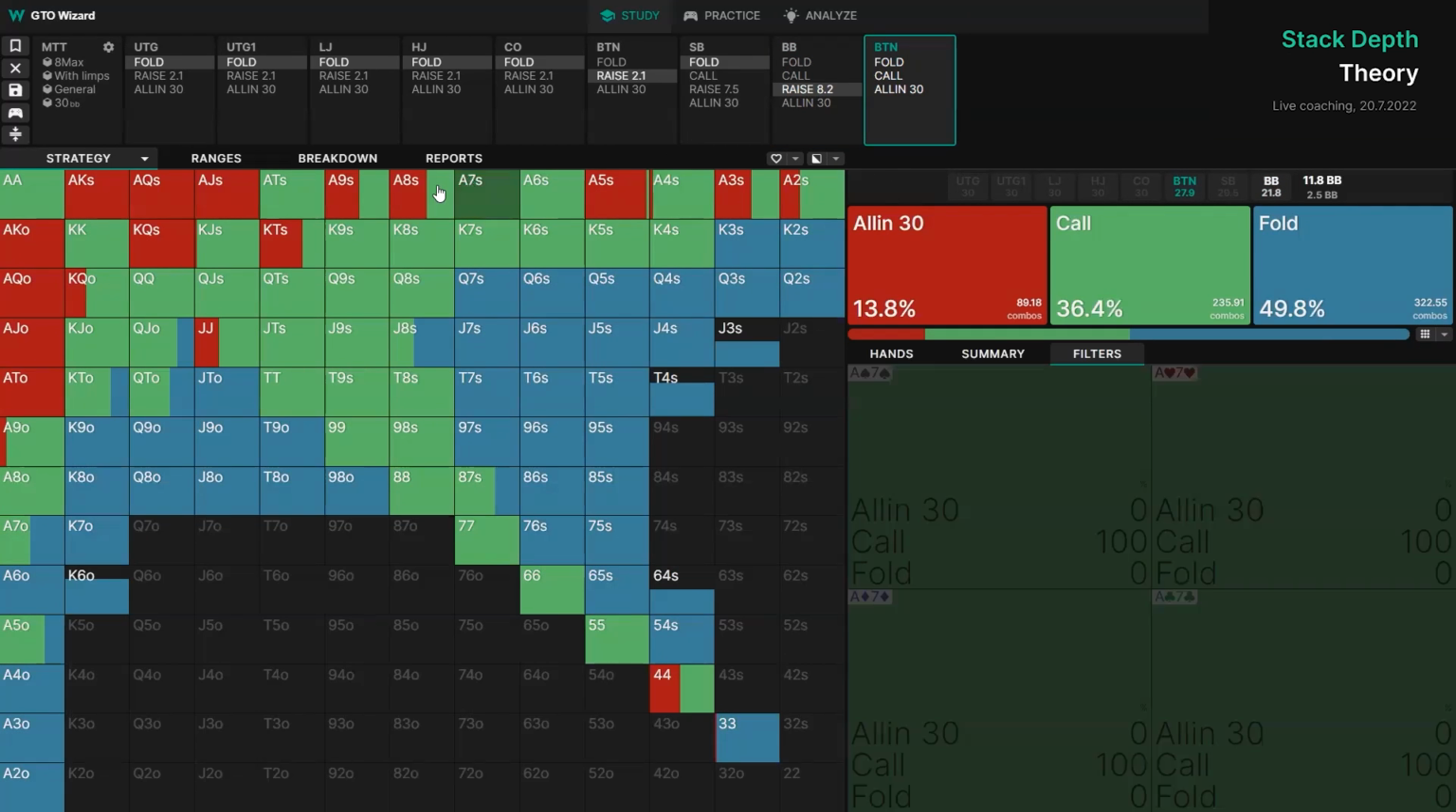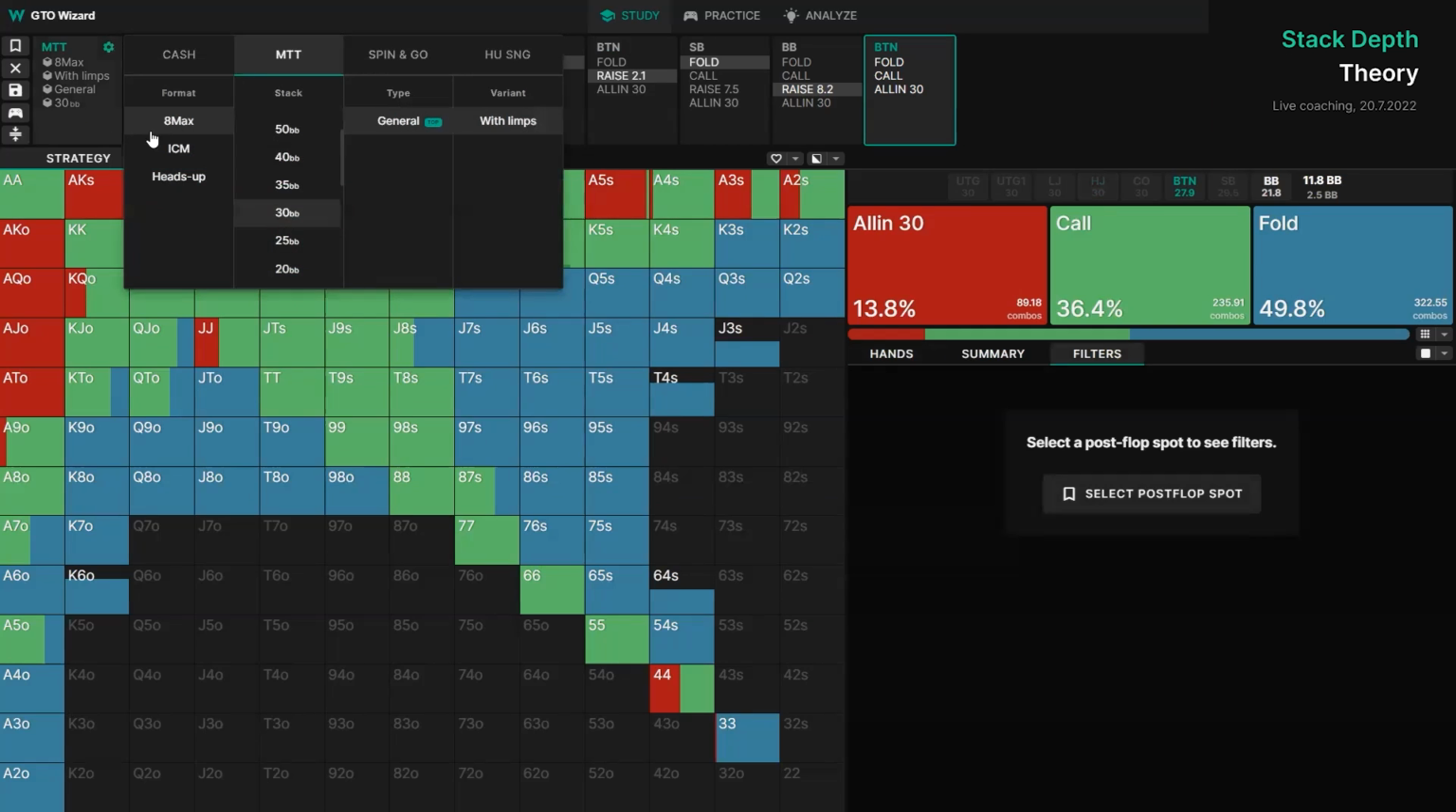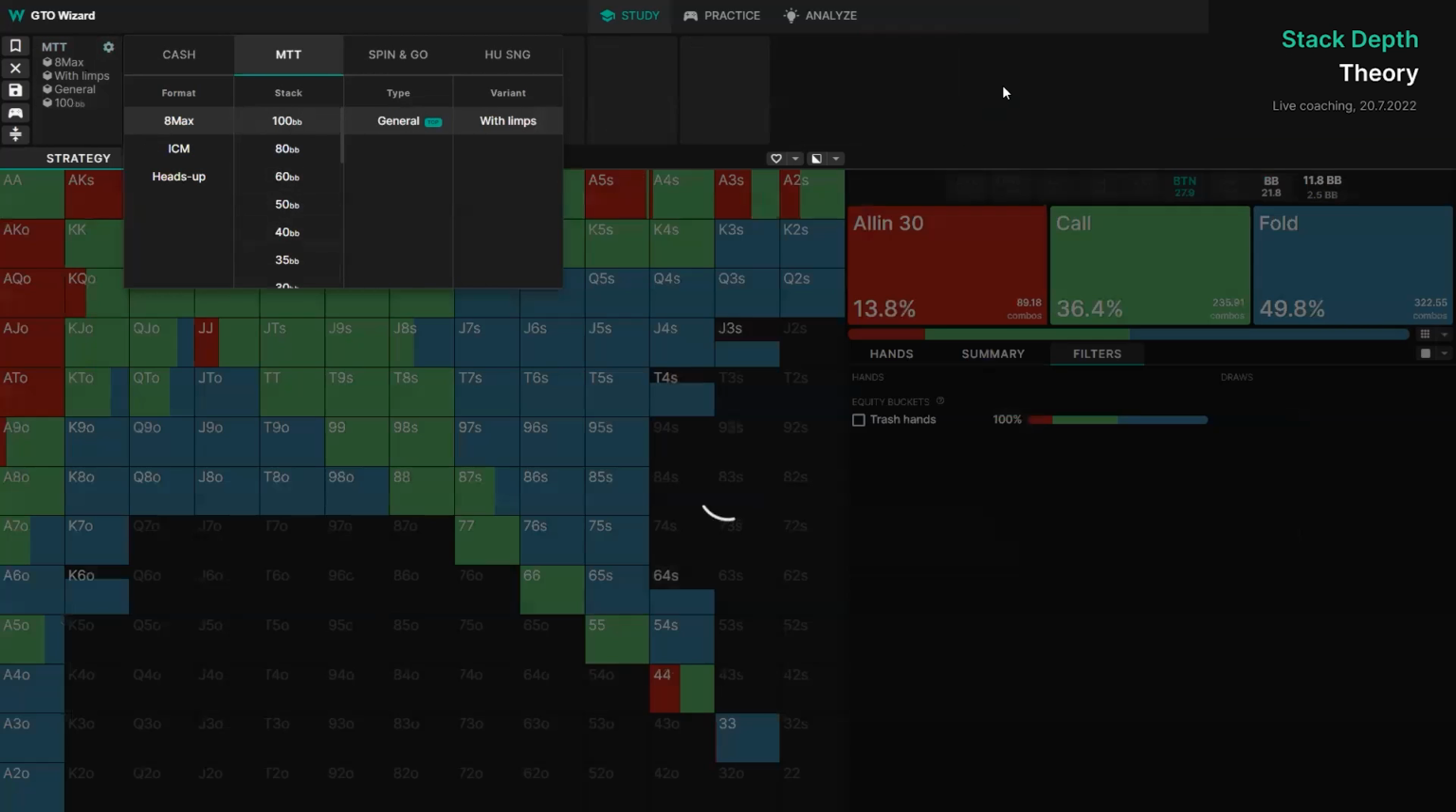And as we can see, a lot of these premium nutted hands, queens, kings, aces, they're just calling, right? They're not shoving. And this can feel very strange, especially to cash game players. Like, why on earth are you calling with pocket queens here? But the truth is that your calling range, you could put more traps in there when you're shorter stacked. Whereas if we were much deeper, it's going to trap significantly less often.